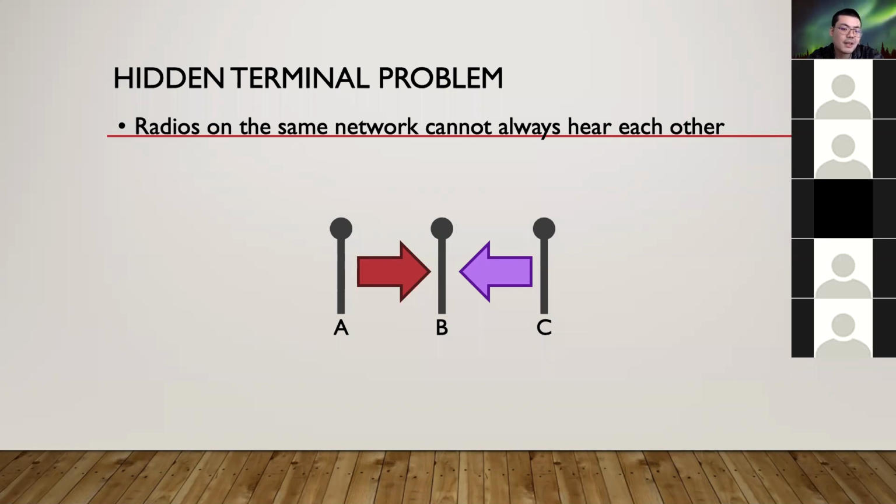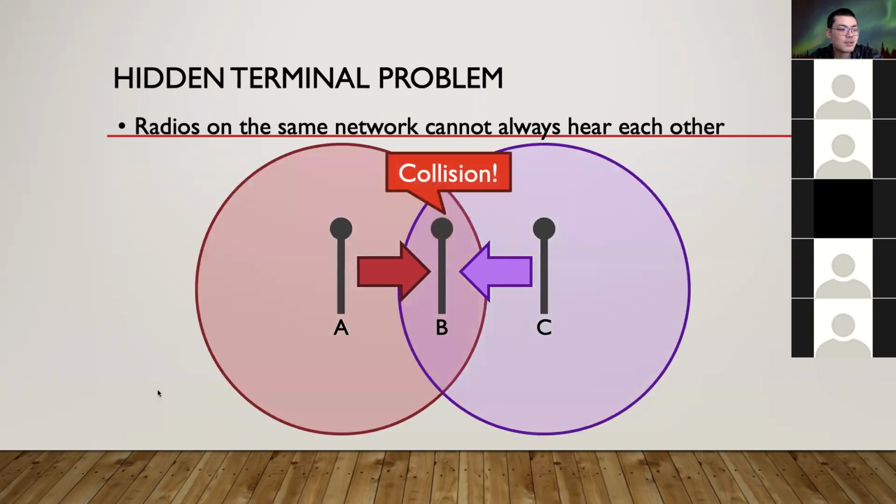Here it's something different. Maybe A and C are sending, but they cannot detect each other, so they don't know about the collision. But B can still fail. If you think about the ranges of A and C, A cannot hear the purple signal from C, and C cannot get the red signal from A. So they simply think there's no collision. But they arrive at B together, and B will be collided. So again, you have to wait for the receiver to acknowledge. This is called the hidden terminal problem.